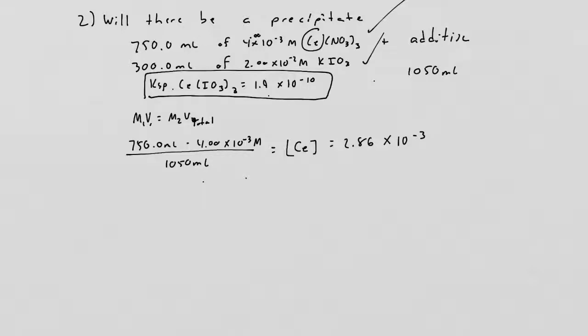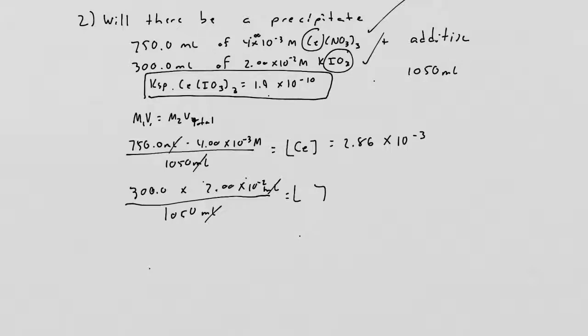You do the exact same thing with the other one, so you have 300.0 times 2.00 times 10 to the minus 2. Again, we're interested in iodate, and there's a 1-to-1 ratio here, so the concentration of the solute is also the concentration of the iodate ions. That does not have to be the case, so be careful with things like a parentheses 2 in them. That's going to throw you off. Over the 1,050 milliliters. Again, the milliliters cancel out, so you'll get your answer in molarity, and the concentration of the iodate is equal to 5.71 times 10 to the minus 3.